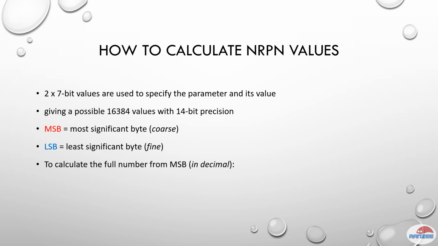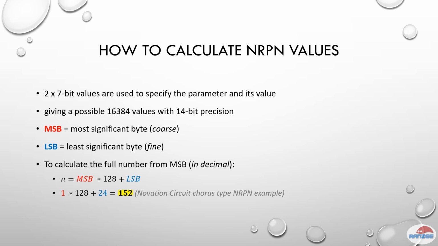To calculate these, the full number from an MSB in decimal is equal to the MSB times 128 plus the LSB. And in the example we showed you before, which had the Novation Circuit's chorus type NRPN, that would be 1 times 128 plus 24, which gives us the value of 152. And as you can see, 152 is larger than the 7-bit maximum of 128.